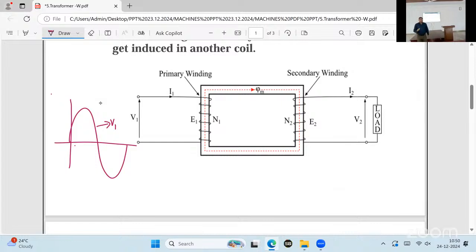The transformer converts 230 to 6 volts AC. The 6 volts is converted to 3.7 DC with the help of diodes. In a rectifier, we have two components: a transformer and diodes. First, the transformer will convert 230 to 6 volts AC. Then the AC is converted to 3.7 DC with the help of diodes.